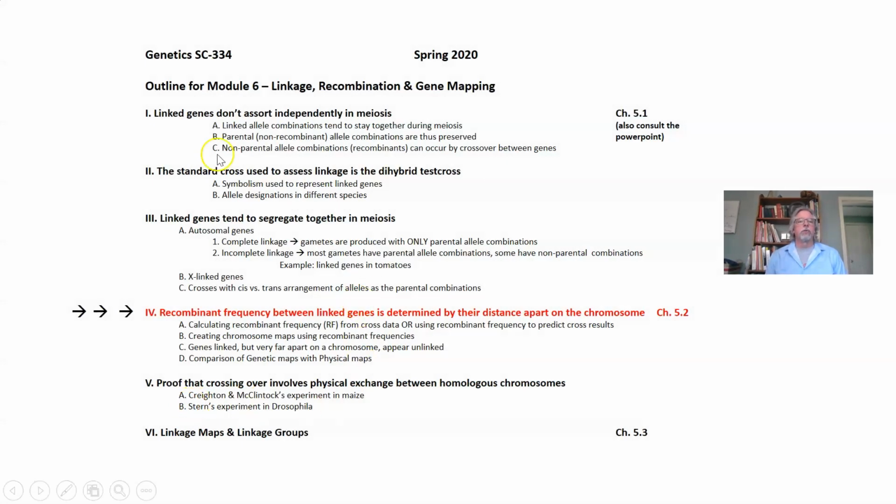So in the last video, we talked about the cross to determine if genes are unlinked or linked. And if they're linked, are they showing complete linkage or incomplete linkage? In this video, I want to explore incomplete linkage a little bit more and talk about crossing over and recombinants and recombinant frequency, how that can vary and what does it mean when it varies. And just explore in detail the main idea of incomplete linkage.